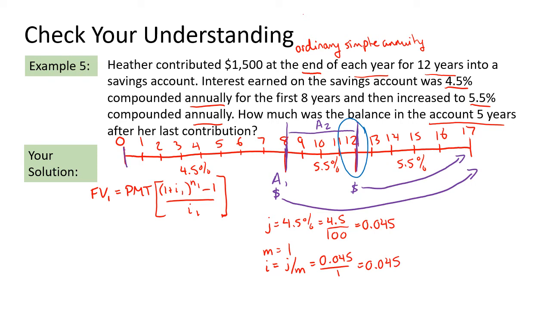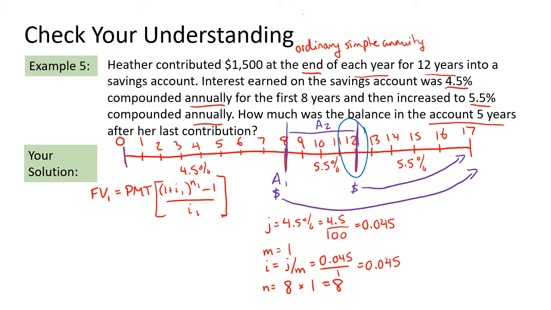Now, our total number of payment periods: she's paying it once per year. In this instance, we're only talking about the first 8 years, right? Because this formula has a certain interest rate, so we can't use both interest rates. That's why I broke it up into two annuity calculations. So N is equal to your number of years, 8, multiplied by the number of payment periods, which was 1. So we get a value of 8.